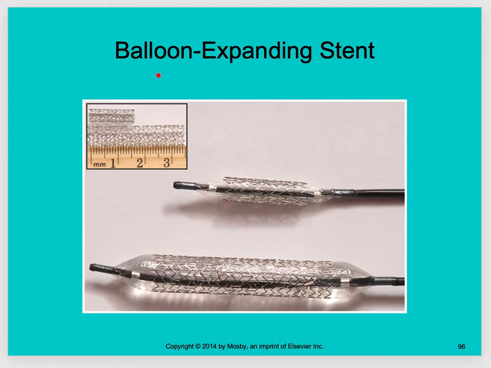So there are balloon expanding stents. So you have a stent here that is on top of this balloon. You have different sizes of stents. Stents will open up to bigger sizes. So this one here is longer. So this is for, say, something that needs to extend farther down.